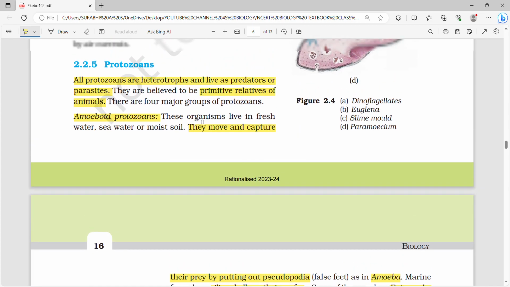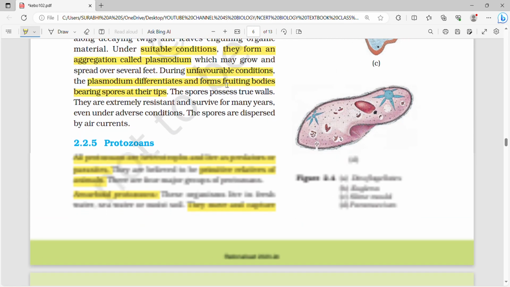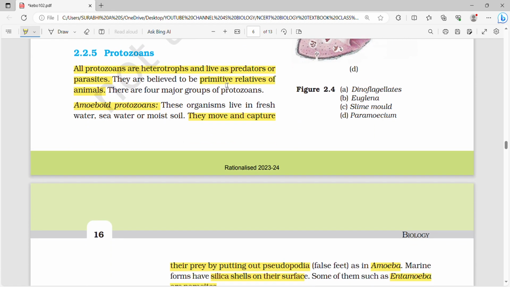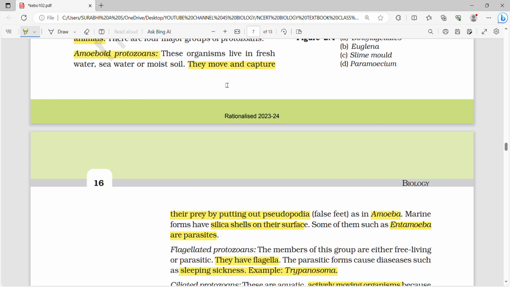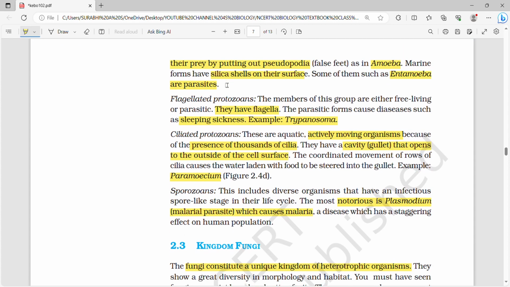Next, protozoans. Also there are four types. So first we'll see what protozoans are. These are heterotrophs, and they live as predators or parasites. They are believed to be primitive relatives of animals. So this is also important. So here Euglena and protozoans you have to go through. Amoeboid protozoans move and capture their prey by putting out pseudopodia as in Amoeba. The marine forms have silica shells on their surface, and some of them, such as Entamoeba, are parasites.